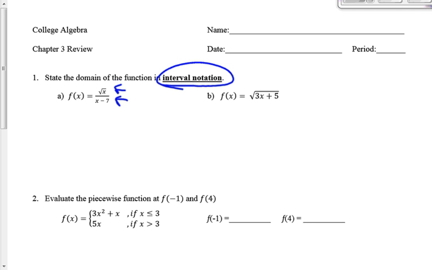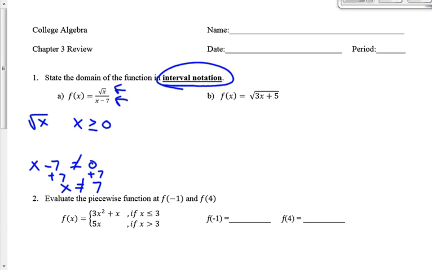So with the square root of x, we have to take the variable expression and set it to be greater than or equal to 0. And then for x minus 7, we need to set that so that it's not equal to 0, and then solve that. So we're going to add the 7, and we know that x cannot equal 7.